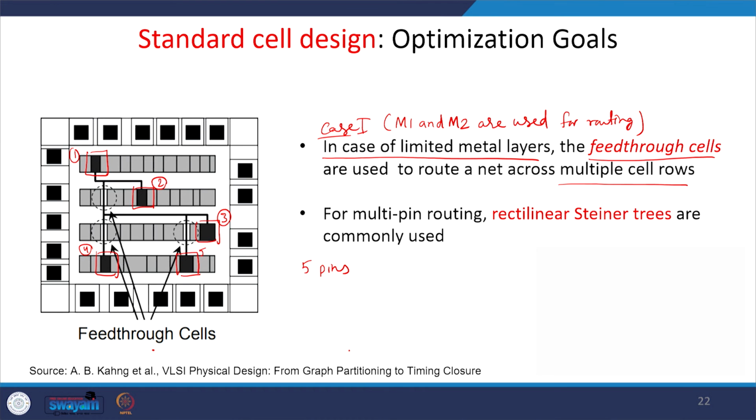If you can see here, this black color boxes are called the pins, and these white color cells are called the feed through cells.